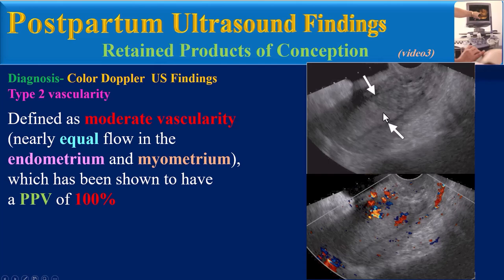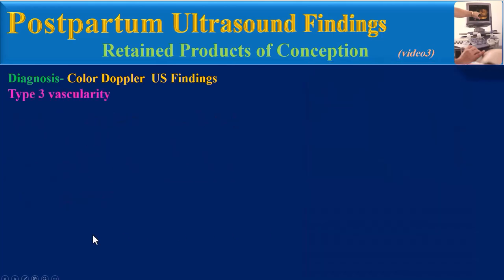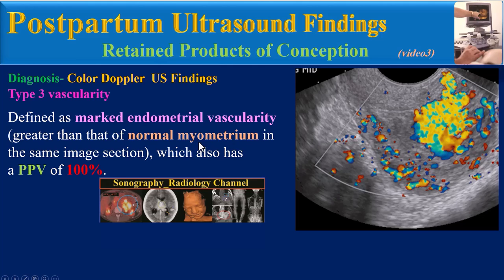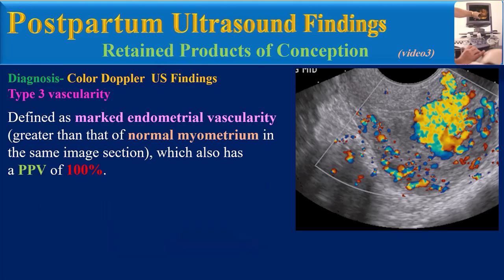This longitudinal endovaginal grayscale ultrasound image shows a large amount of echogenic material and a thickened EEC. Longitudinal color Doppler ultrasound image obtained in the same area shows endometrial material with moderate vascularity similar to that of the adjacent myometrium. Type 3 vascularity, defined as marked endometrial vascularity greater than that of the normal myometrium in the same image section, also has a positive predictive value of 100%.